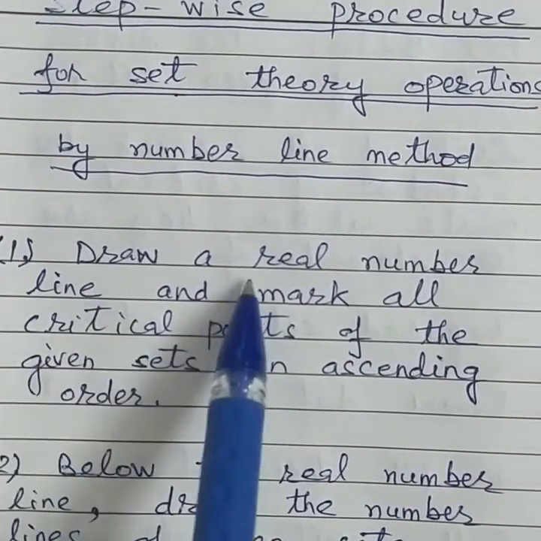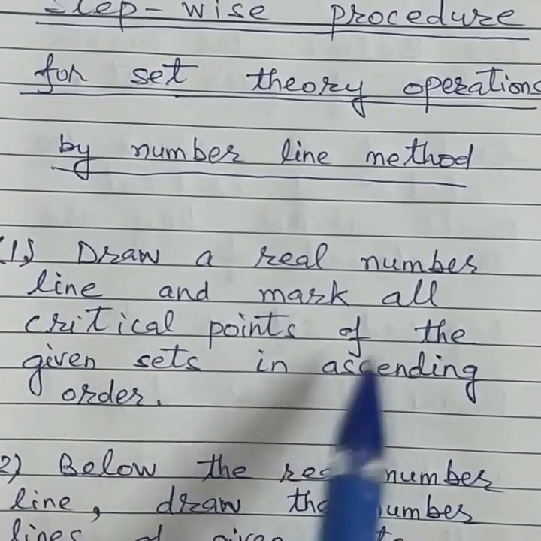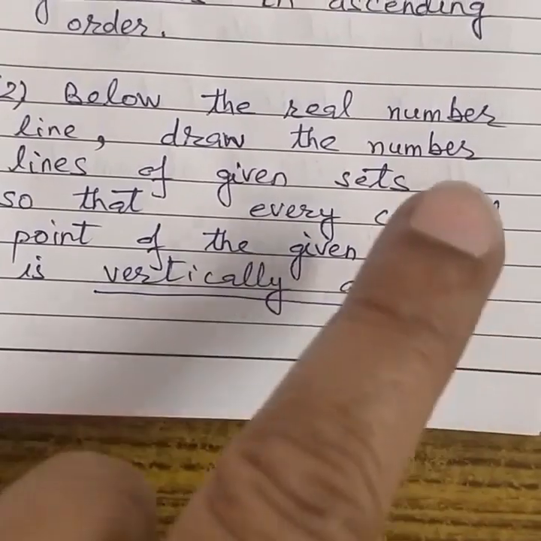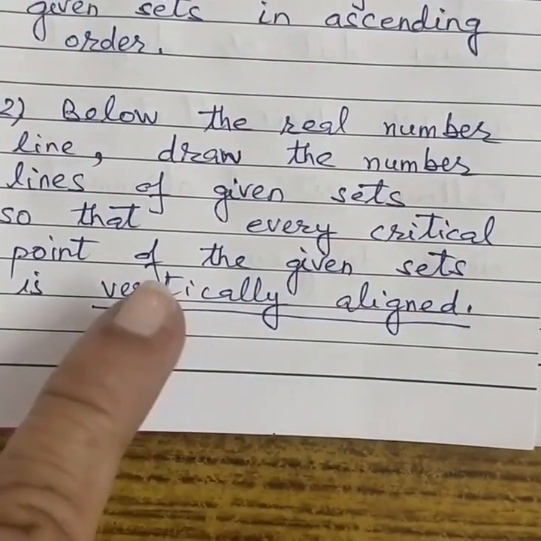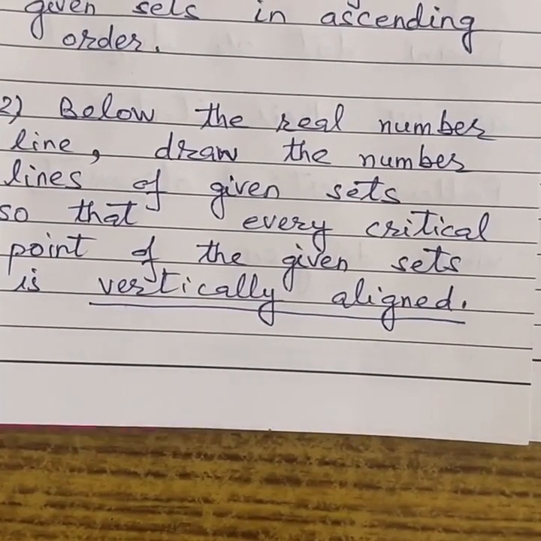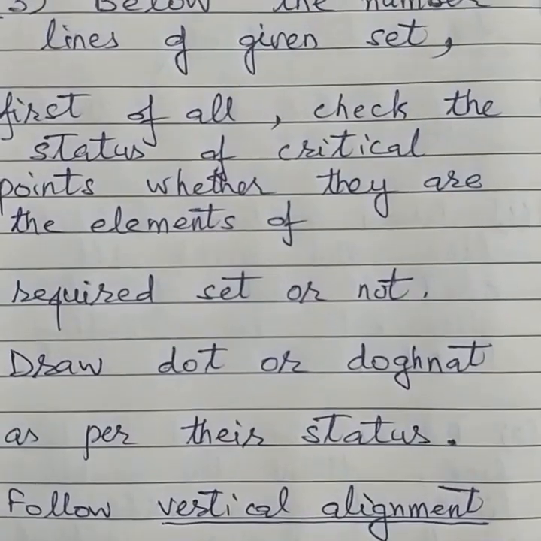Step 1. Draw a real number line and mark all the critical points of the given sets in ascending order. Step 2. Below the real number line, draw the number lines of given sets so that every critical point of the given sets is vertically aligned. The term vertically aligned has been highlighted.